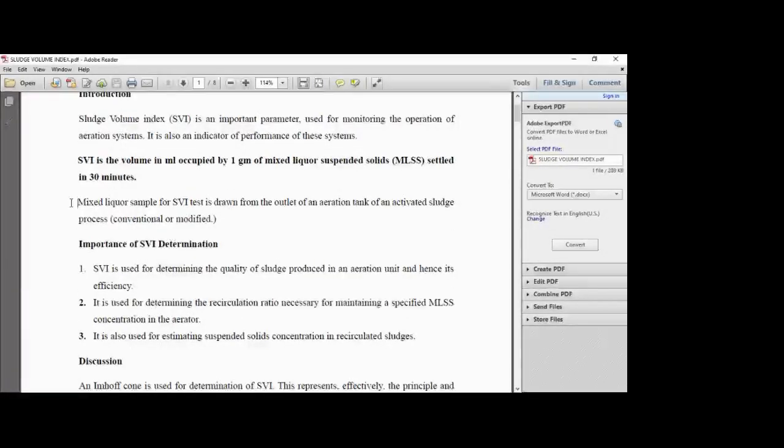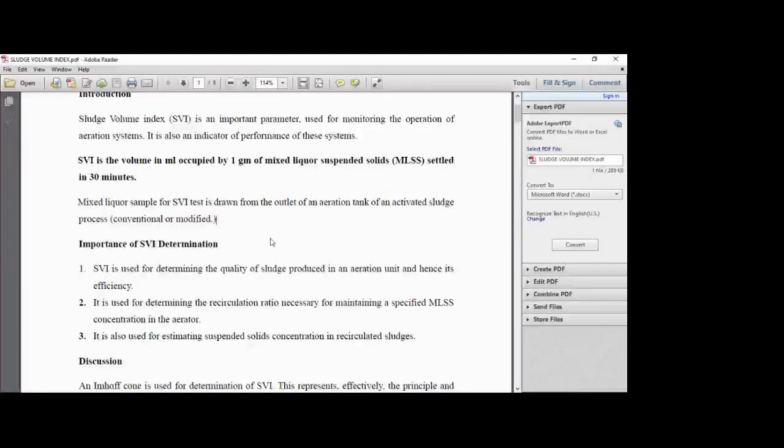The mixed liquor sample for the SVI test is drawn from the outlet of the aeration tank of an activated sludge process. As all of you know, the secondary treatment in the conventional STP is your activated sludge process. An activated sludge process consists of two main units. Firstly the aeration unit, and next the secondary settling unit or secondary settlement tank, SST, right?